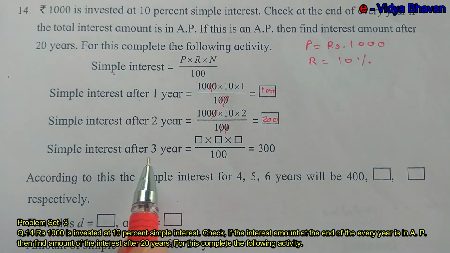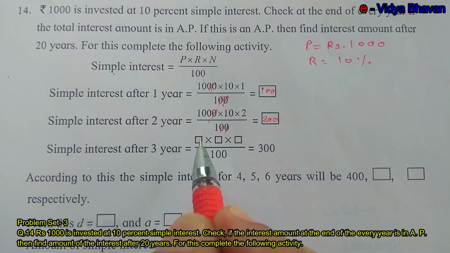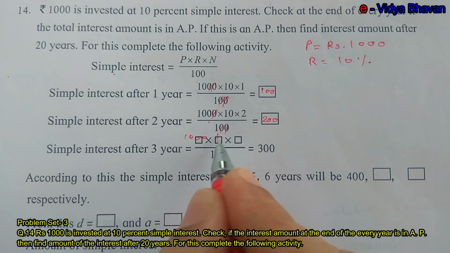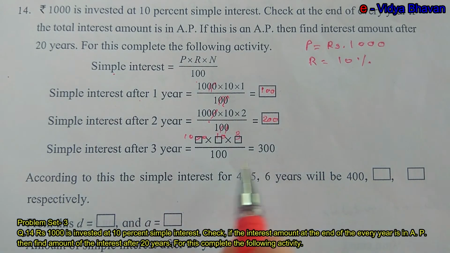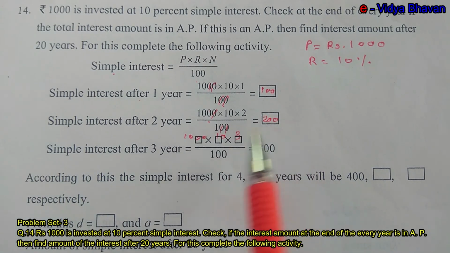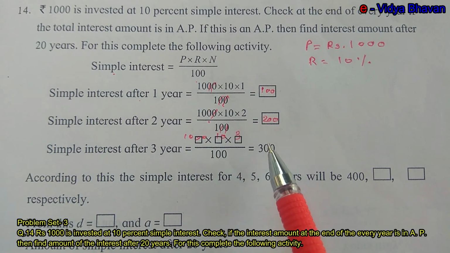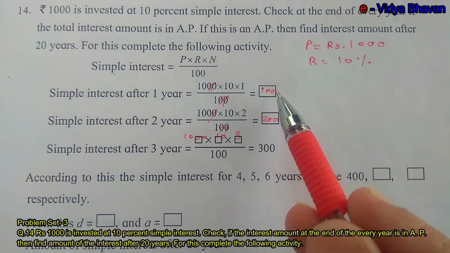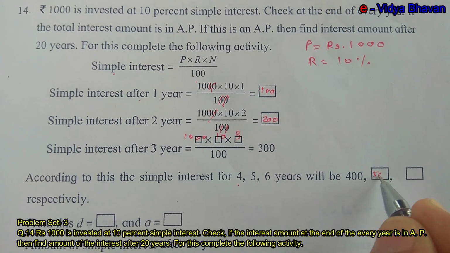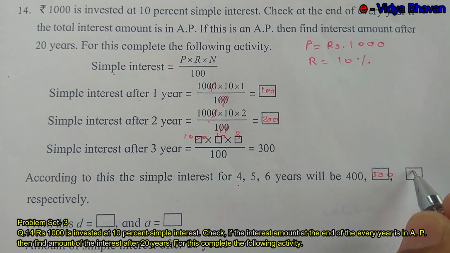For simple interest after 3 years, the principal will be the same. Here we can write 1000. Rate will be 10 only, and here N will become 3. So after calculation, you will get 300. So what we are noticing, for first year the interest is 100, second year the interest is 200, third year the interest is 300. That means it is an AP. If you see the difference, 200 minus 100, 100. 300 minus 200, 100. So the simple interest for fourth year is again 400, for fifth year it will be 500, for 6th year it will be 600.